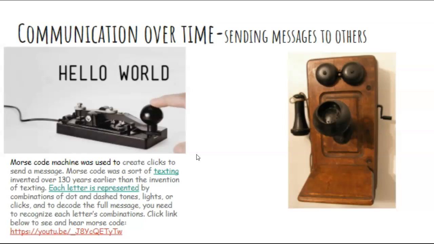Morse code was a sort of texting invented over 130 years earlier than the invention of texting that we use today to send messages on our phone. Each letter is represented by a combination of dot and dashed tones, lights, or clicks. And to decode the full message, you need to recognize each letter's combinations. And this was an old phone that would be used to call people on.